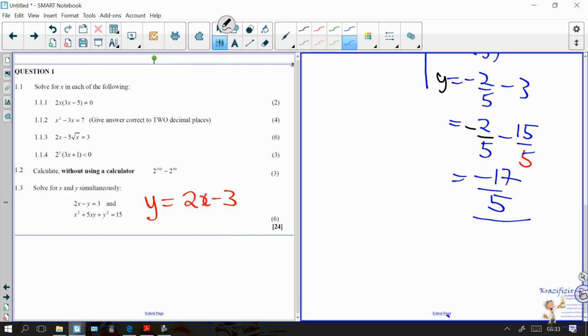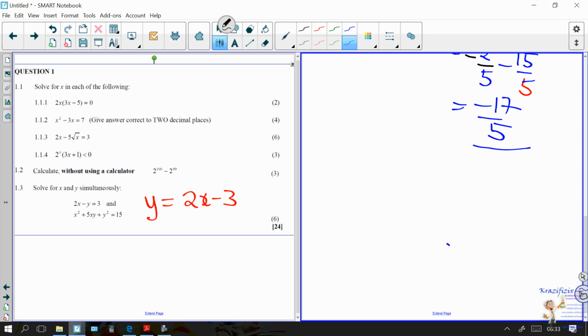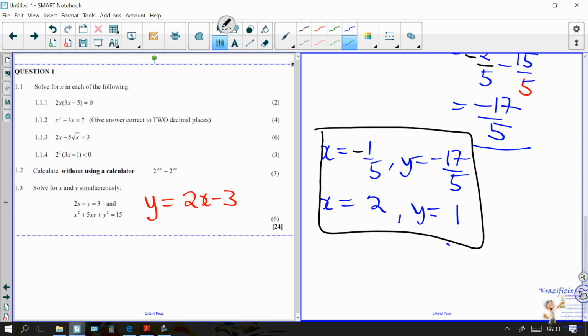So let's just put our x values and our y values together. When x is equal to negative 1 over 5, y is equal to negative 17 over 5. When x equals 2, y equals 1. Simultaneous equation, Question 1 done.